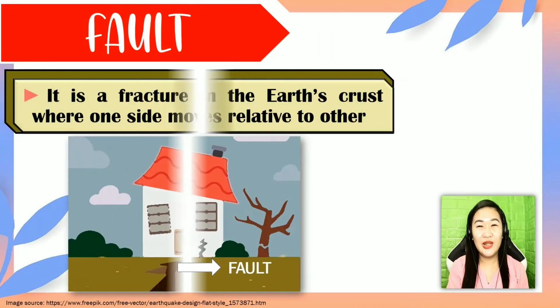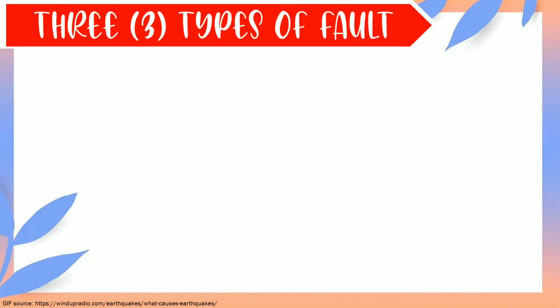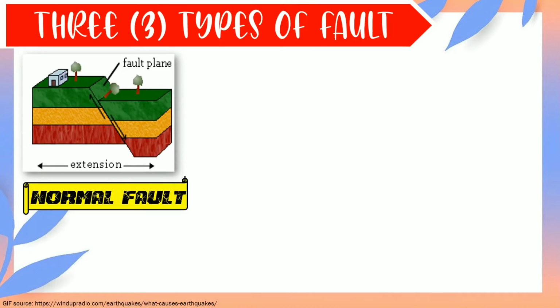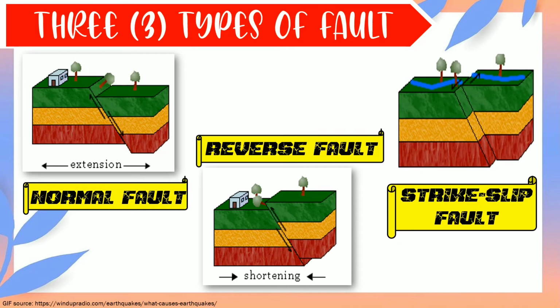When we say fault, it is a fracture in the Earth's crust where one side moves relative to the other. Or we can also say that along this fracture, significant movement has taken place. There are three types of fault: the normal fault, reverse fault, and strike-slip fault.